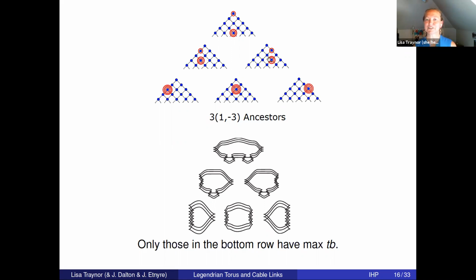So you have to be able to move your dots, your checkers, into one of these configurations by moving up. Only the ones in the bottom row have max TB. So that's kind of interesting. I don't think we've ever had examples of links which do not have max TB but do not destabilize. So yeah, it's a nice new phenomenon coming up with these torus links.